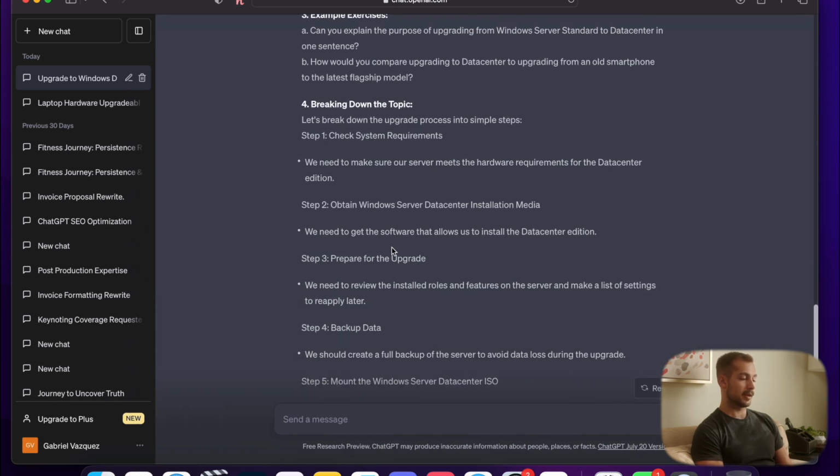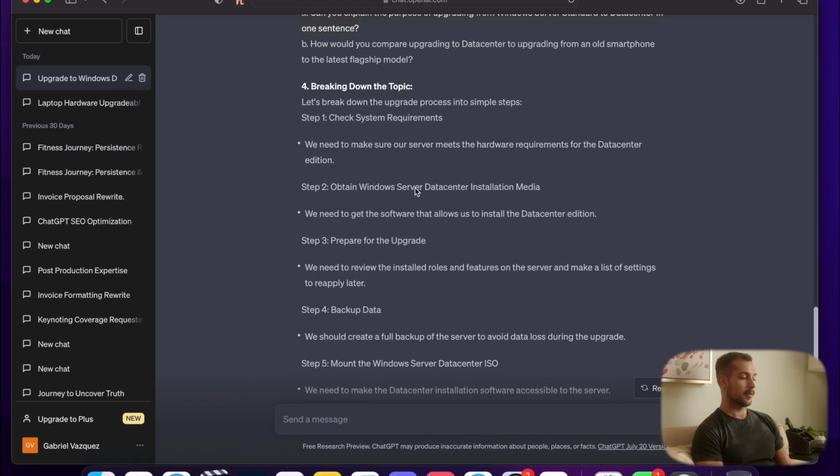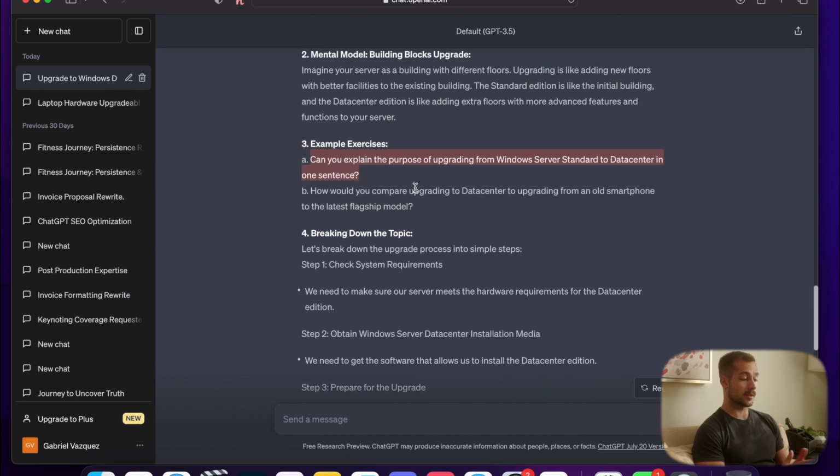really good output here. Lots of information and different analogies that we can use. Example exercises: can you explain the purpose of upgrading from Windows Server Standard to Data Center in one sentence? So the point of this step was to break things down into simple terms or use analogies to help us better understand a topic. Now for the next one, this is specific to learning a language.